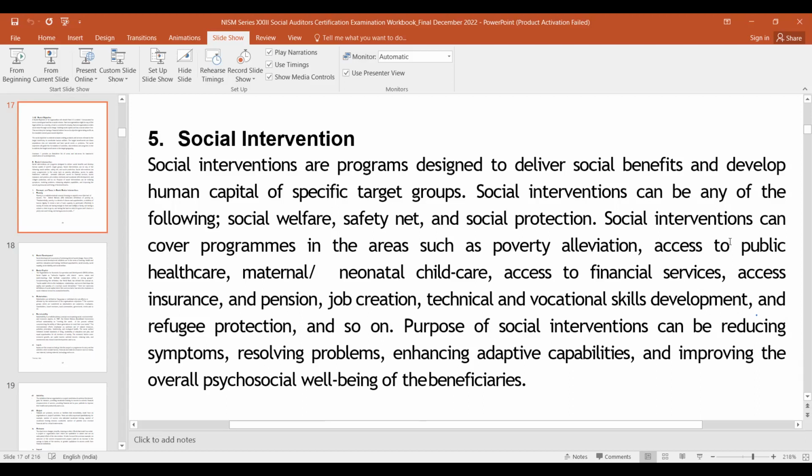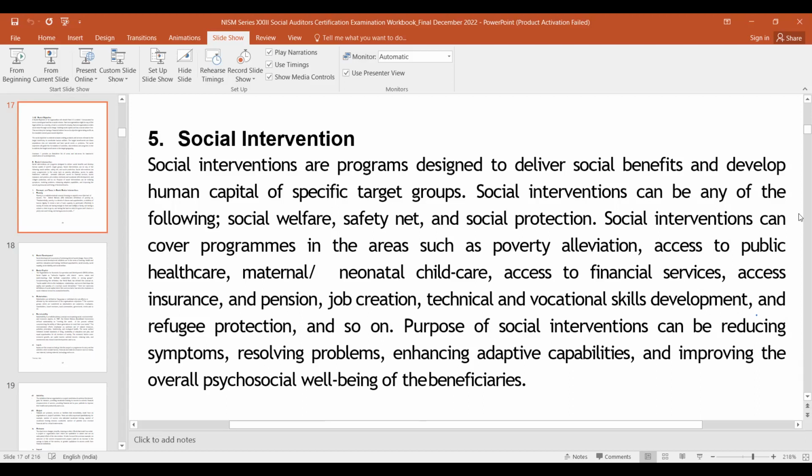So social interventions can cover programs in the areas such as poverty alleviation, access to public health care, maternal, neonatal child care, access to financial services, insurance and pension, job creation, technical and vocational skill development, and refugee protection, and so on. So purpose of social interventions can be reducing symptoms, resolving problems, enhancing adaptive capabilities, and improving the overall psychosocial well-being of the beneficiaries.